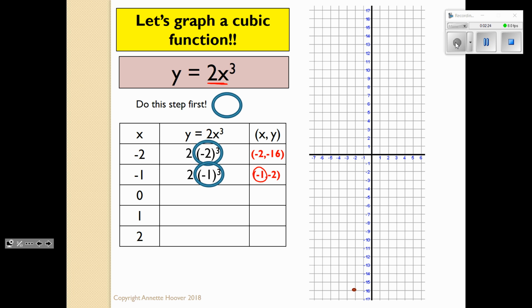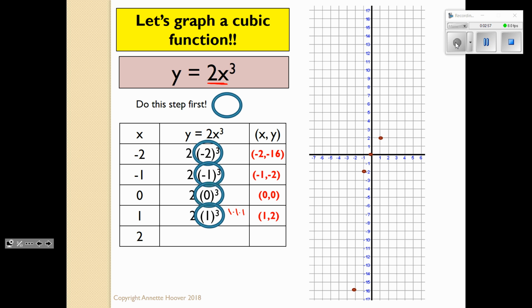Now you do know where I'm getting the x term. That's from the x right here. This is what we plugged in for x. So that's where I'm getting the x for the ordered pair. Okay, now we're going to plug in 0. 0 is a really nice number to plug in, because when you plug in 0, 0 to the third power is 0, and 0 times 2 is 0. So there's our point of 0, 0. Let's plug in 1. We're going to do 1 cubed first. So 1 times 1 times 1 is 1. Multiply that times 2, and you get 2. So our ordered pair is 1, 2.